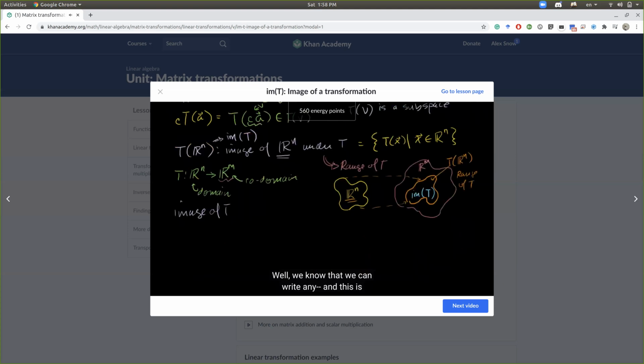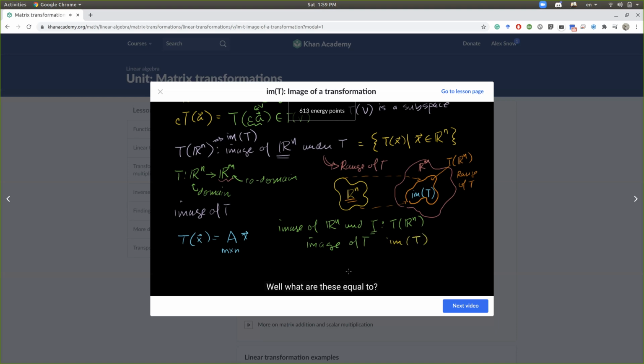Well, we know that we can write any, and this is literally any, linear transformation T going from Rn to Rm. We can write T of x as being equal to some m by n matrix times a vector. And these vectors obviously are going to be members of Rn. And what is this? So what is the image? Let me write it in a bunch of different ways. What is the image of Rn under T? We could write that as T of Rn, which is the same thing as the image of T. Notice we're not saying under anything else, because now we're saying the image of the actual transformation, which we could also write as the image of T.